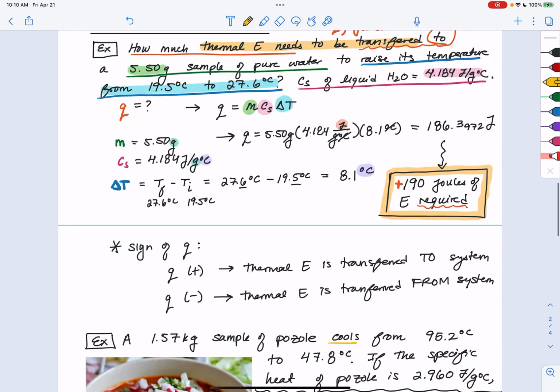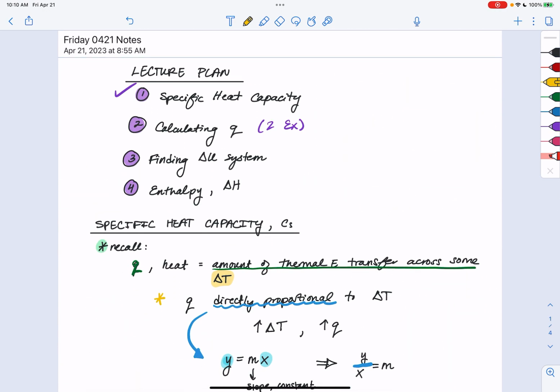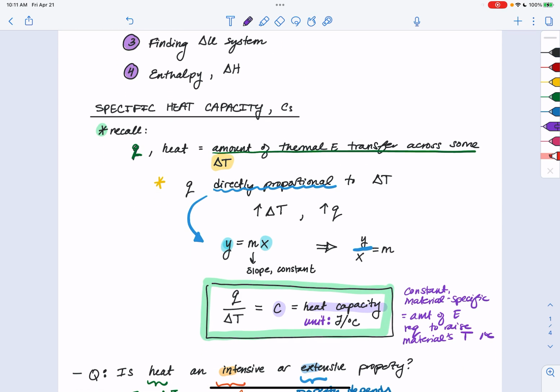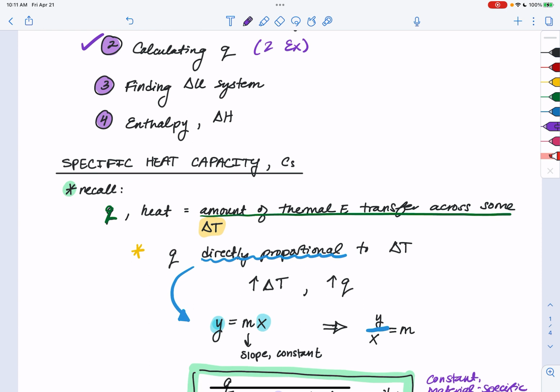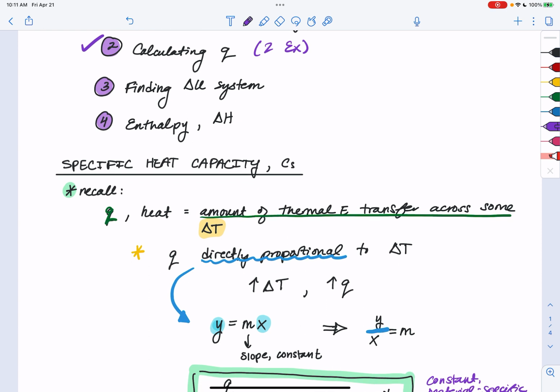All right, so we have practiced calculating heat. We are now going to look at finding the change in internal energy of a system based on its heat and its work. Then we will discuss enthalpy, and then we'll start on Monday with an example of heat transfer. We'll talk a little bit about enthalpy and its difference from heat, and then we'll continue with conversations about enthalpy.